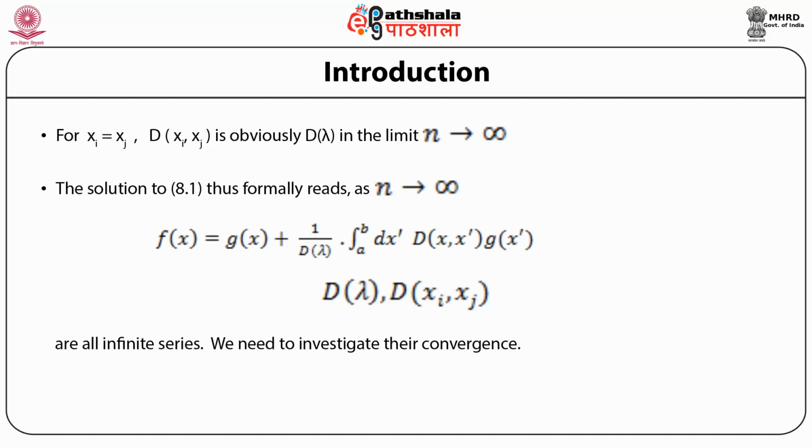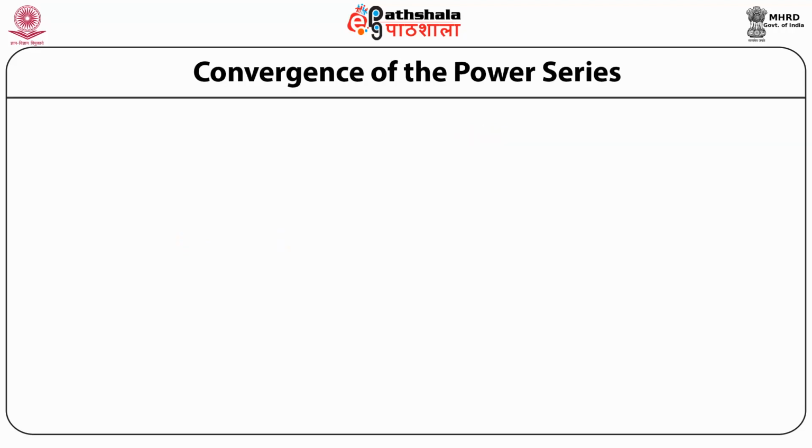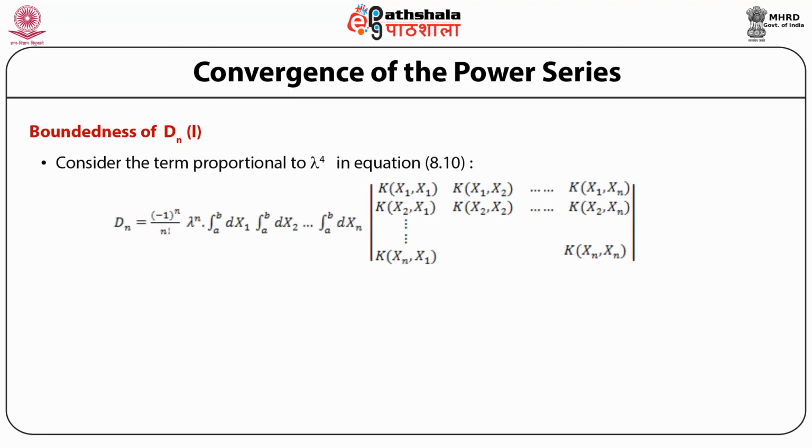Thus, the determinant D of lambda and the determinant D, a function of (x_i, x_j), are all infinite series. And since they are infinite series, one has to be careful about their convergence. So let us discuss now briefly the convergence of the power series. First, we discuss the boundedness of the determinant D_n of lambda. Consider the term proportional to lambda^n.